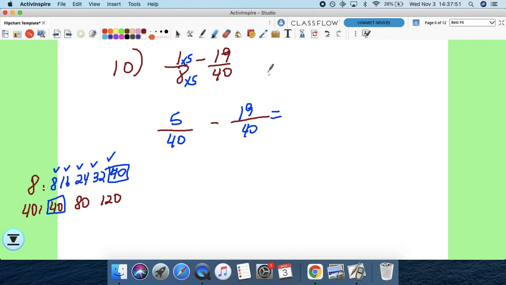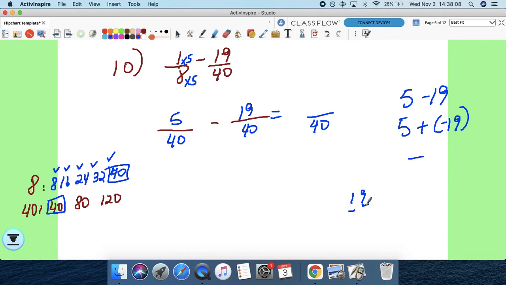So let's subtract. 40 stays, right? On the top is 5 minus 19. We can change that to 5 plus negative 19. Who's going to win? The negatives. Okay, good. So what's 19 minus 5? 19 minus 5 is 14. So we get negative 14. And that's our answer.